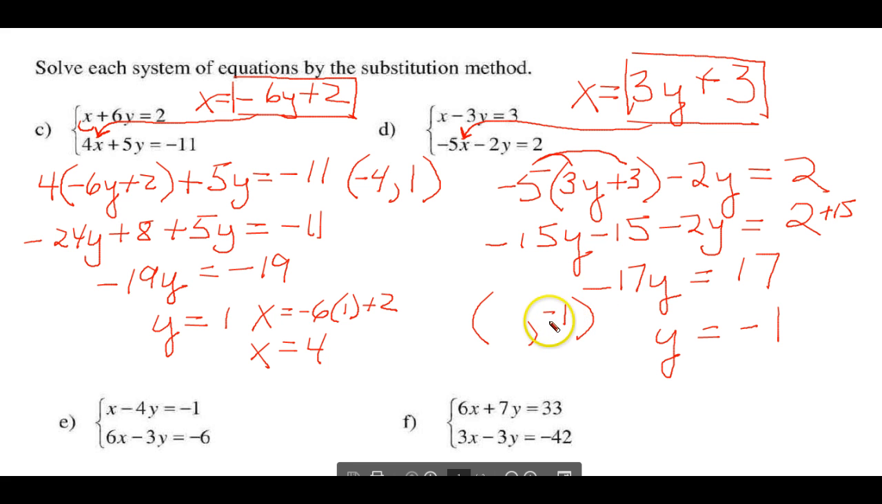Now we take our negative 1, put it right up there, and we can do this mentally. 3 times a negative 1 is negative 3. Negative 3 plus 3 is 0. So our ordered pair for letter D that satisfies both equations is this. If we were to have graphs, they would intersect at this point, as would this. All right, let's go on.